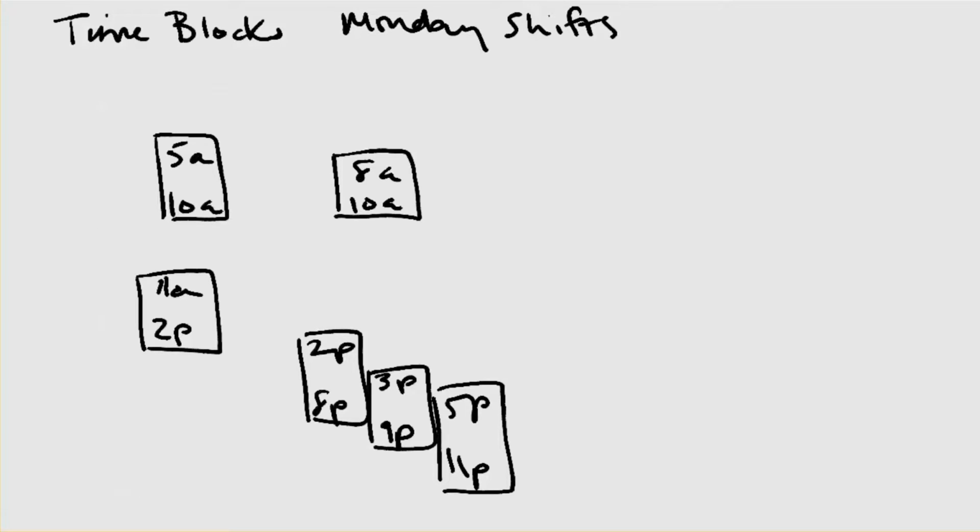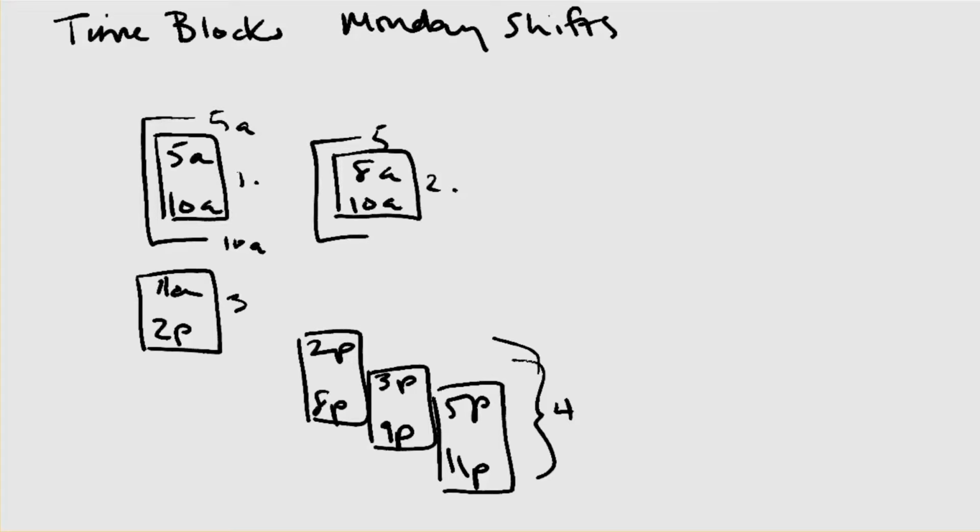Instead of one time block, I'm going to make 4 time blocks because when I look at my shifts, there are 4 parts of the day that I need staff to work. I have a 5 a.m. to a 10 a.m. shift and an 8 a.m. to a 10 a.m. shift. I could make just one time block for this from 5 to 10, but I'm going to break it up because I know my staff and some of them want to come in early, but others don't. So I'm going to give them the option by creating an early time block from 5 a.m. to 10 a.m.